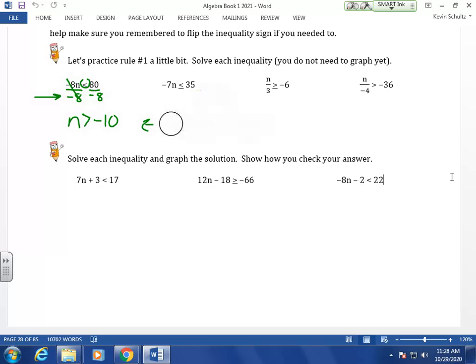So the next one here, negative 7n is less than or equal to 35. Our one step to solve this is divide by negative 7 using opposite operations. Do we need to flip our sign? Yes, we do, because we're dividing by that negative 7. Less than or equal to becomes greater than or equal to, and we get negative 5. I didn't graph our last solution, but I should have. It's a closed circle at negative 5 going to the right.